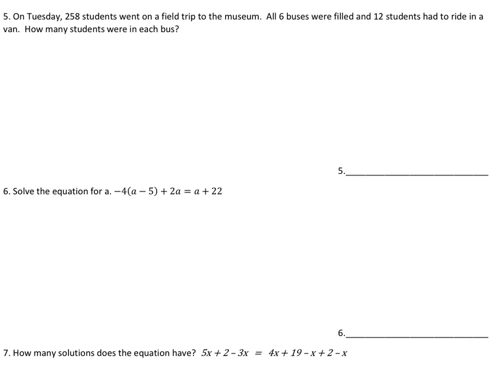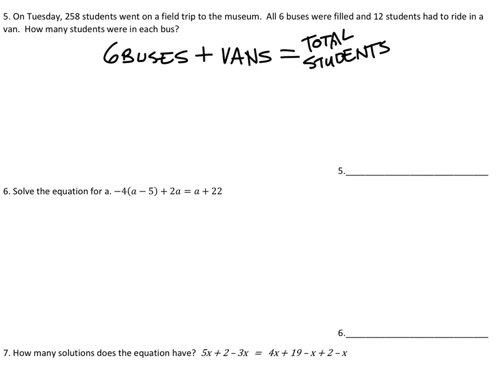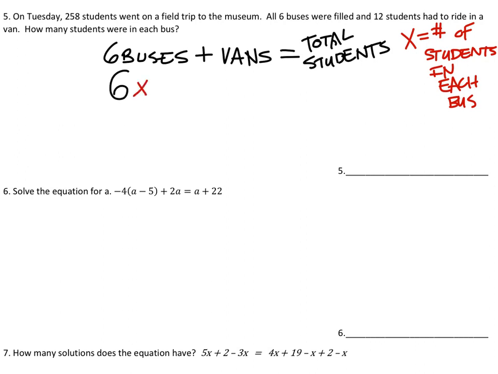So we've got 6 buses and we've got 1 van. So when I add the people in those vehicles together, then I get the total number of people, or students, that went on this field trip to the museum. Now right now, we're actually solving for how many people are in the buses, so I'm going to define x as the number of students in each bus, which means if I figured out how many people were just in the buses, then I would have 6 buses multiplied by the number of people in each one bus.